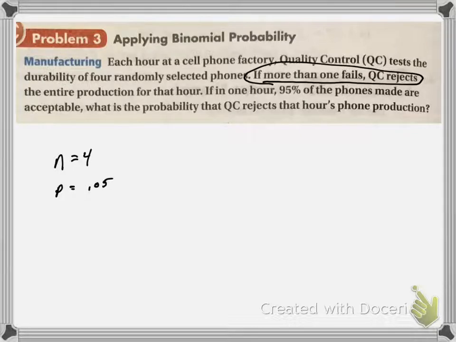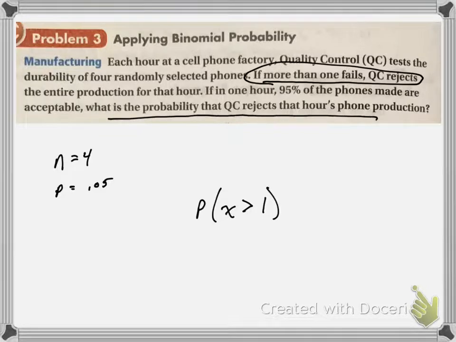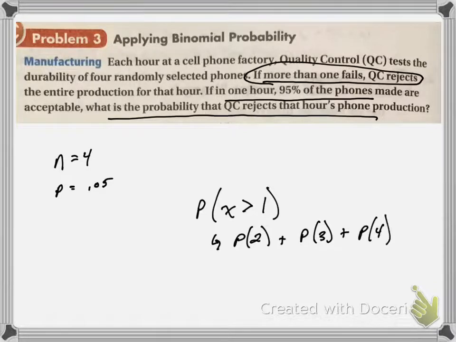So what we want to do is find the probability that X is greater than 1. Because you want to know what's the probability that it rejects the hour's phone production, because it says if more than 1 fails. So what's the probability that you're going to get more than 1? So that's really the probability of 2, or the probability of 3, or the probability of 4 failing. So there's a couple different ways we could do this.